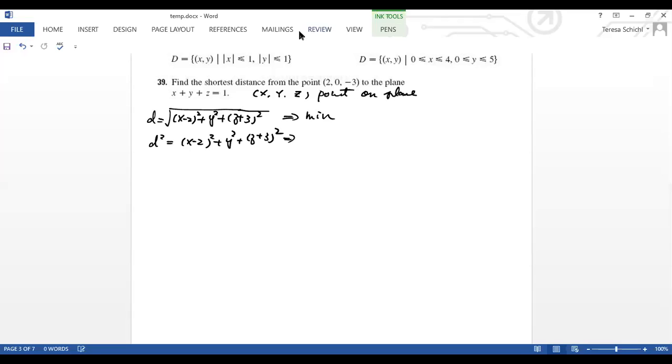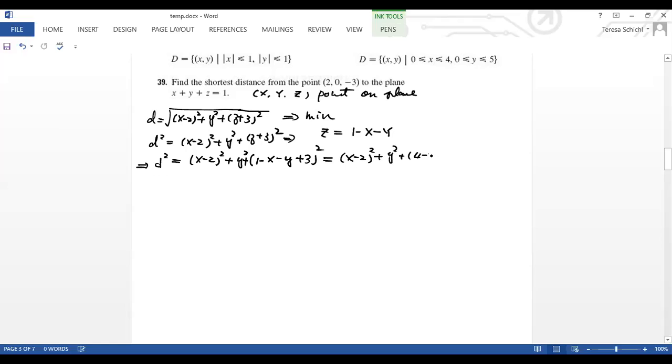Okay, so now we also know x plus y plus z equal to 1. So I know z is equal to 1 minus x minus y. So I can rewrite this one, saying the distance squared is equal to (x minus 2) squared plus y squared, then plus (z plus 3) squared, where z is 1 minus x minus y. So this one you can write as (x minus 2) squared plus y squared plus (4 minus x minus y) squared, right? Okay, now you can call this f of x, y.